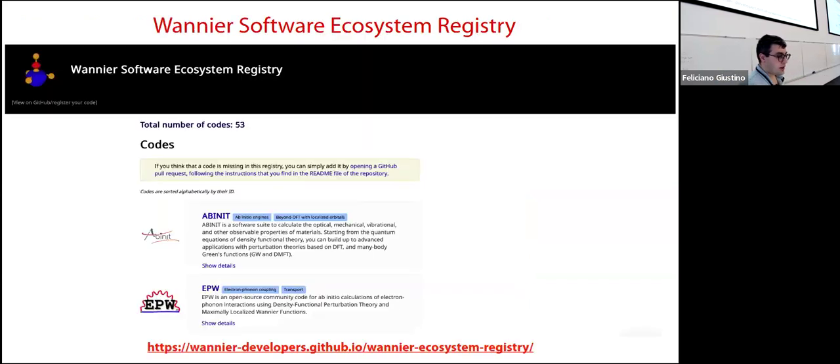Okay, and in these meetings we actually do useful things. Like in the last one, we came up with this ecosystem registry. This is a GitHub page that collects all the codes that are interfaced with Wannier90. By now we have 53 codes that are listed, but we are sure there are many more. So every now and then I get a notification, an email that says, I have this code, it's interfaced with Wannier90. And also for users, I think this is very relevant for you, because this is searchable.